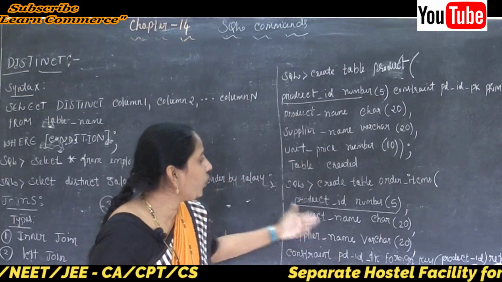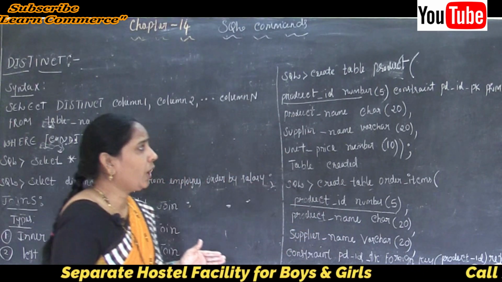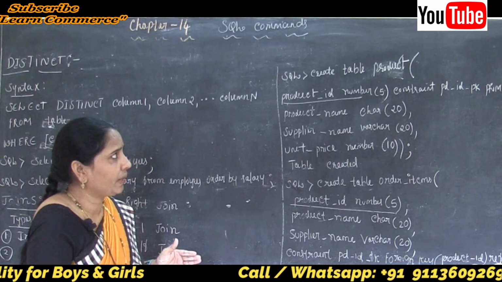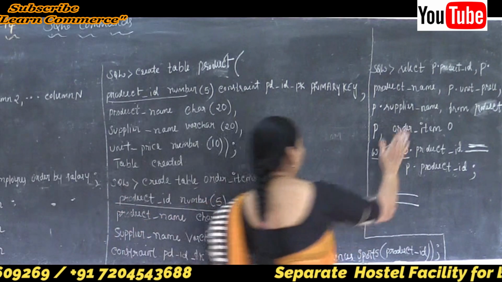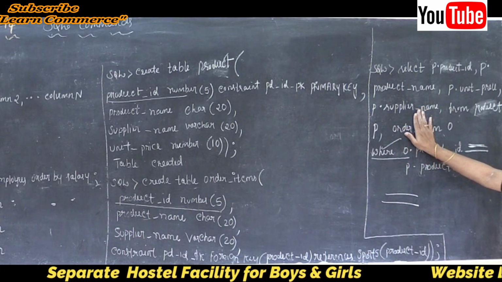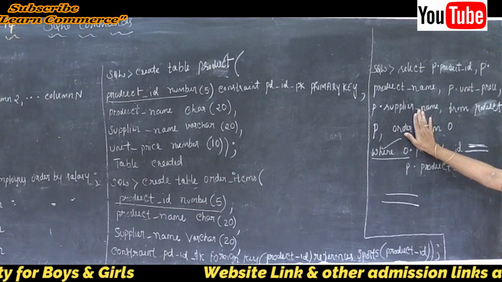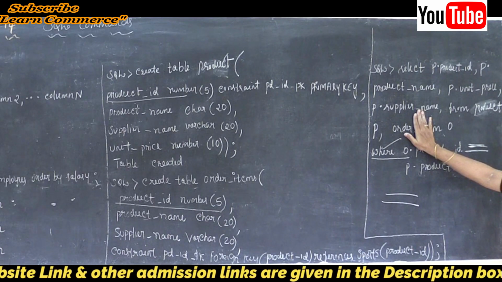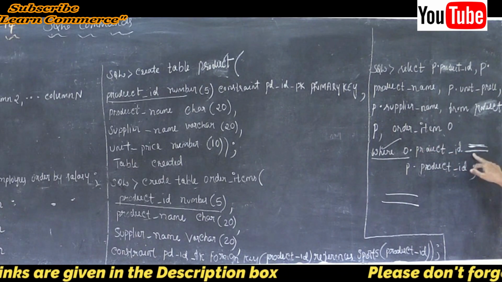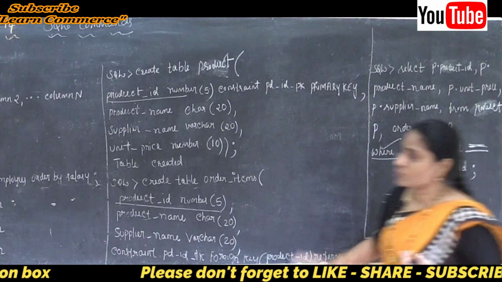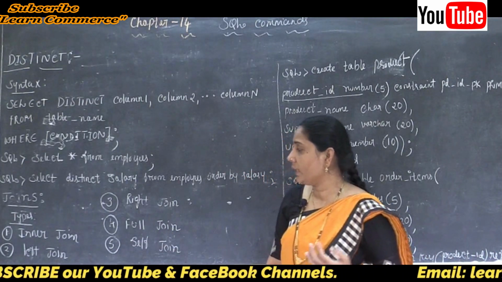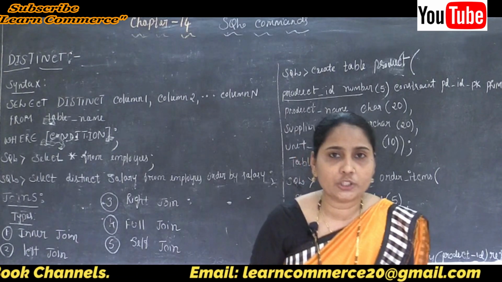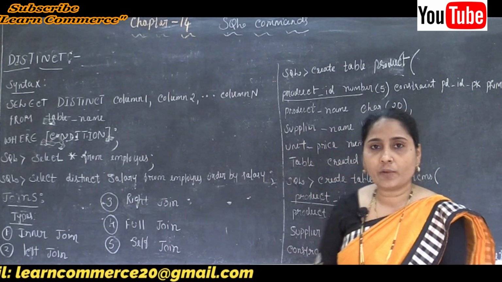And we already know how to create the product table as well as the order_item table. This example just shows how I joined the tables by using their columns with the equal sign. And later we completed the types: the inner join, left join, right join, full join, as well as the self join.